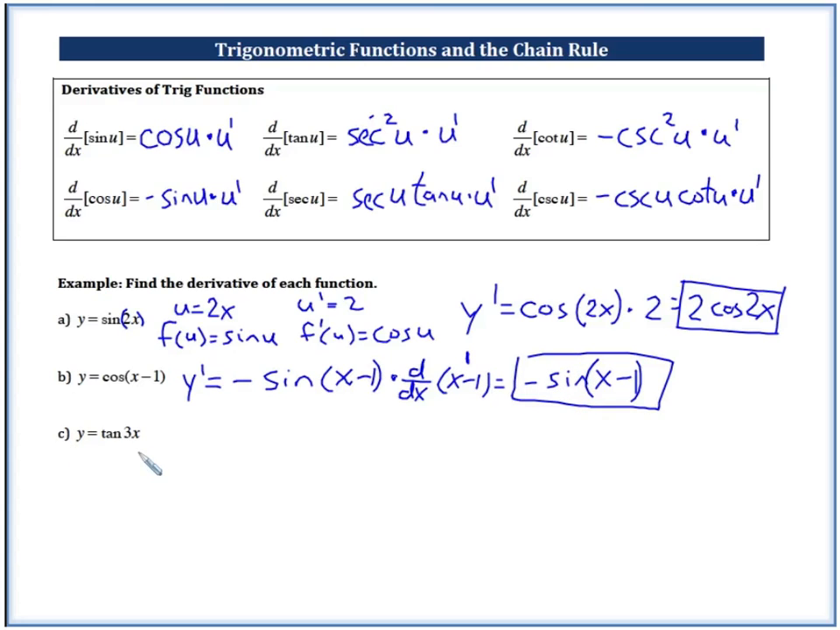Alright, for tangent of 3x, now we're going to get 3x in here, and so y prime equals, well, the derivative of tangent is secant squared, so we're going to have secant squared of 3x times the derivative of 3x, which is just 3. And so we can write 3 secant squared of 3x.